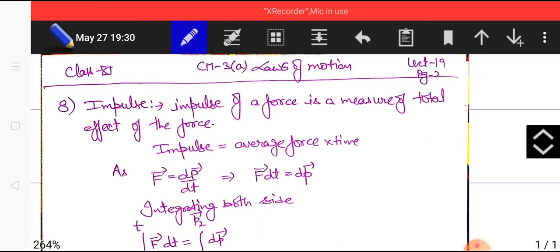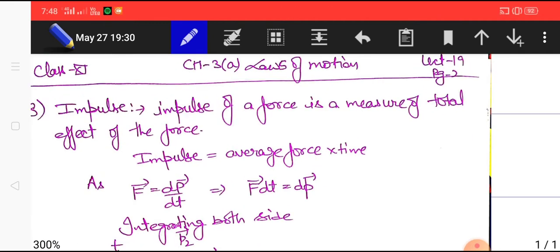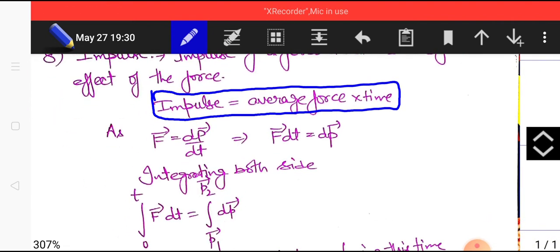Next point is impulse. Impulse of a force is measure of total effect of force. The main formula of impulse is average force into time. Impulse has dimensions of momentum.